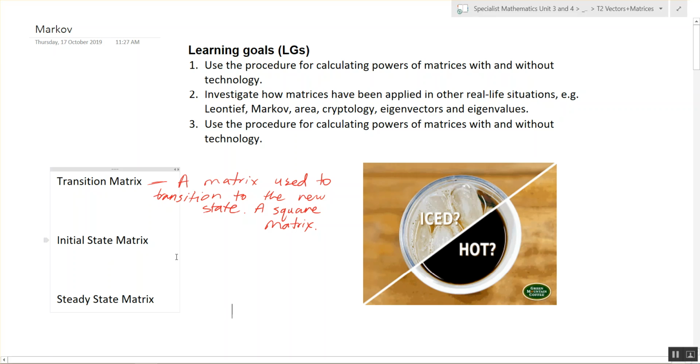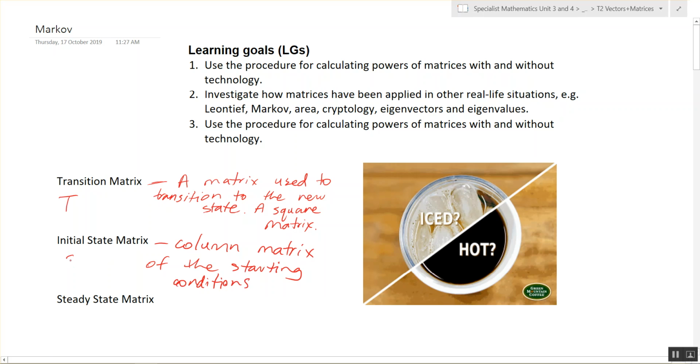The initial state matrix is a column matrix of the starting conditions. We have the transition matrix, so we might call that T, and this S0, and then this is S for the number of months.